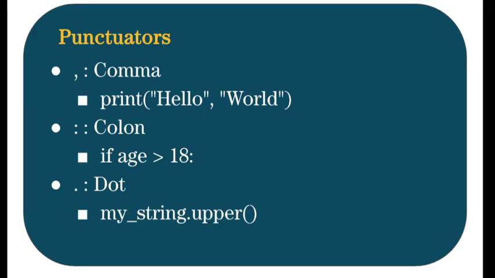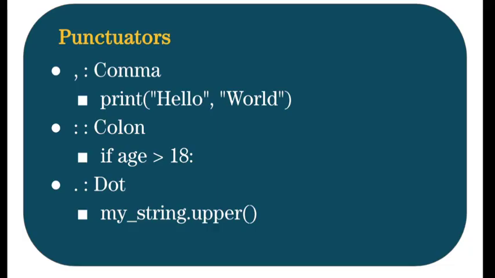Colon. When we are using statements like if, for, while, these statements end with a colon. It indicates the start of a code block. Here, for example, if age greater than 18 colon. It means whatever we write after that colon is the start of a code block.